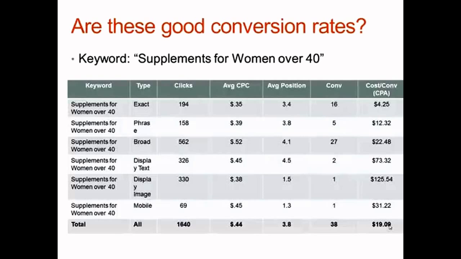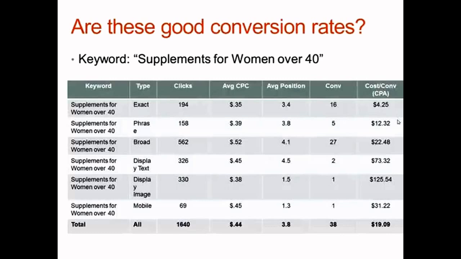But do we see any patterns here? What I'm mostly trying to point out here is that if your acceptable conversion rate is, say, $20, there are only two match types that are actually acceptable here, and that's exact match and phrase match. Worse, if your acceptable cost per conversion is, say, $5, there's only one keyword that's doing you any good anyway. All of these others, you're losing money, and in some cases, you're losing money hand over fist.